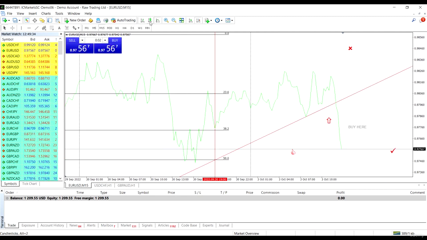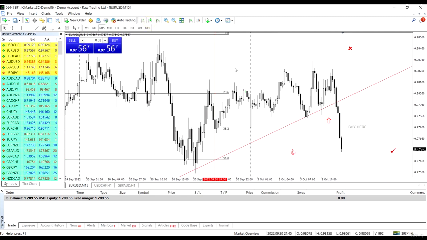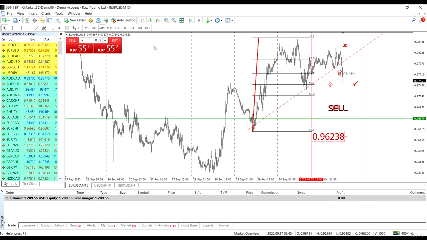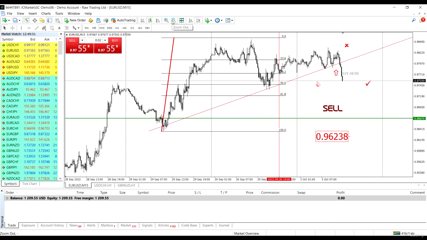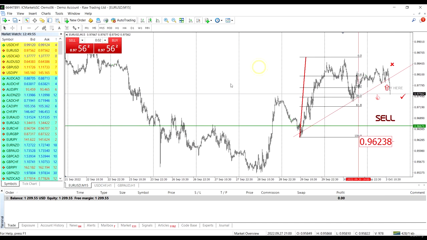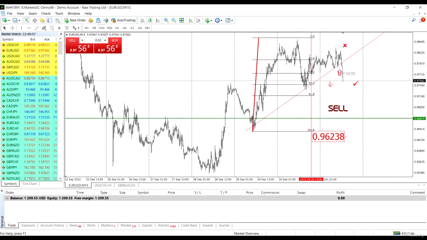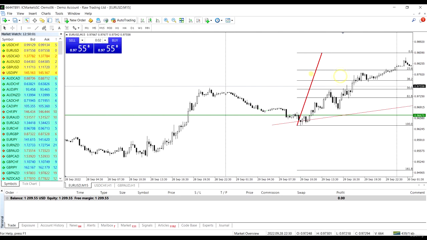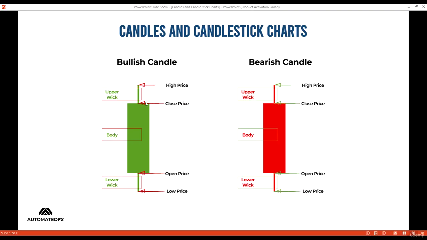Now we also saw the candlestick charts. These are what we call the candlestick charts. This is a candlestick chart, and we're going to be using the candlestick chart strictly for this course. And in this video, we're going to be learning about the candlestick and the candlestick chart. Okay, so going back to our presentation now.